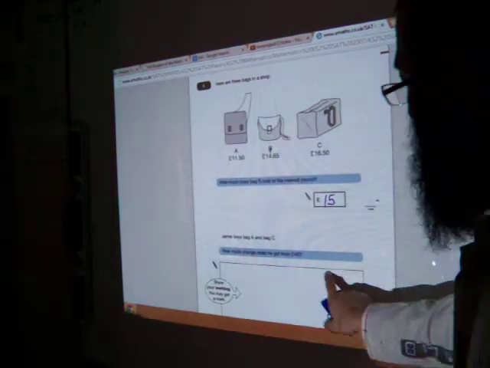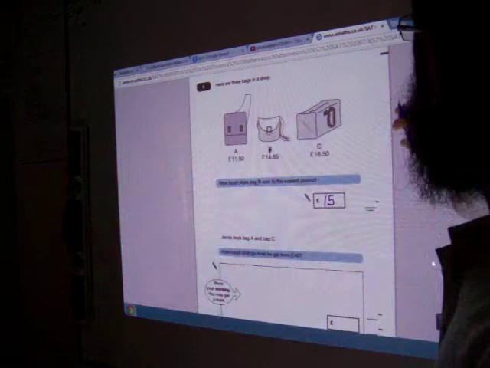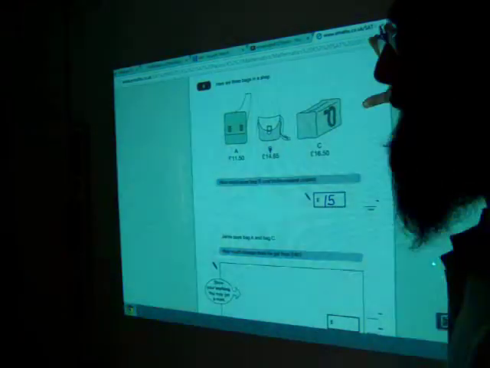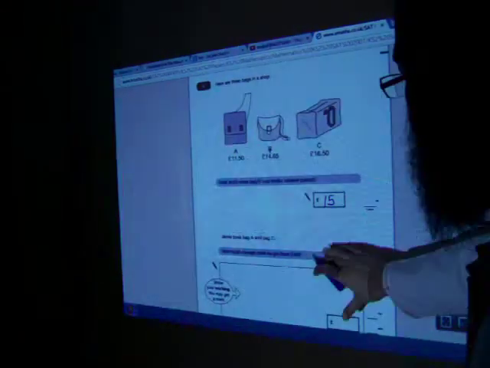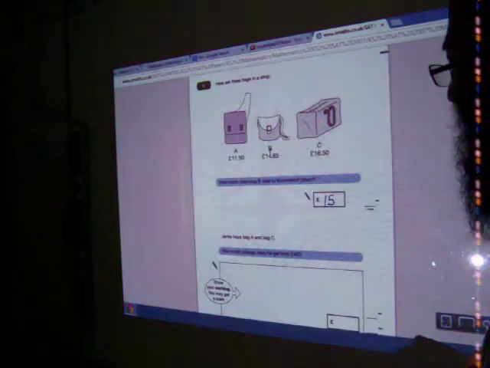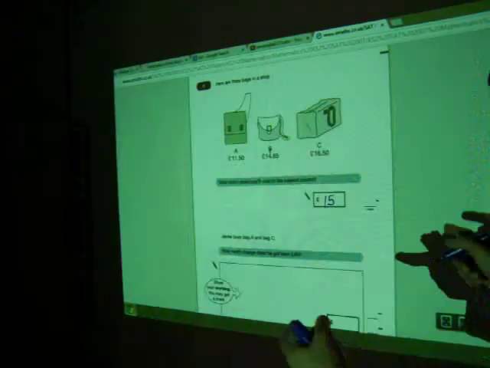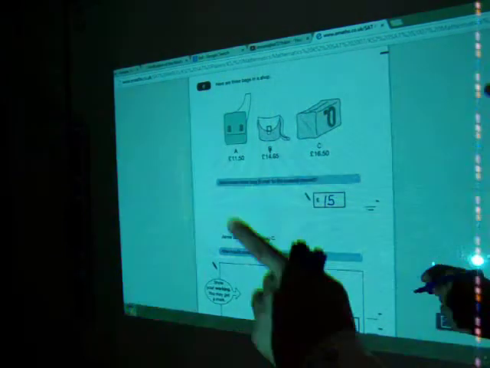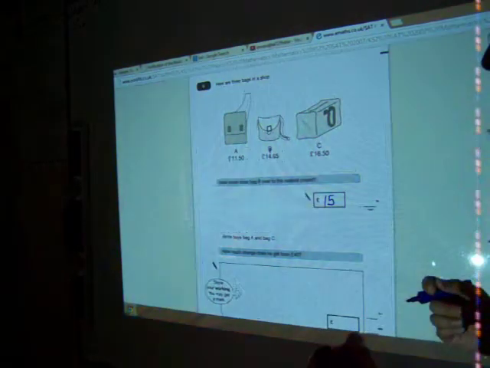Okay, your space is over here at the bottom. I'm going to use the space over here because it's easy for me to use. But when you do the calculation, please copy yours in your space here. So, we're going to buy bag A and we're going to buy bag C and work out the change from 40. So, Adam, what's the first calculation we do?